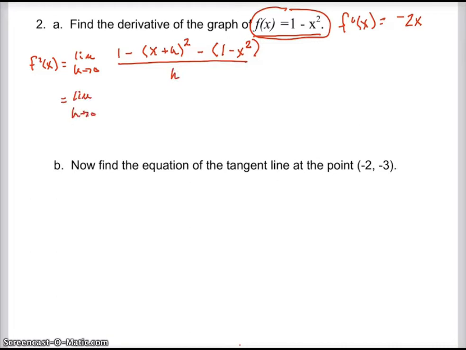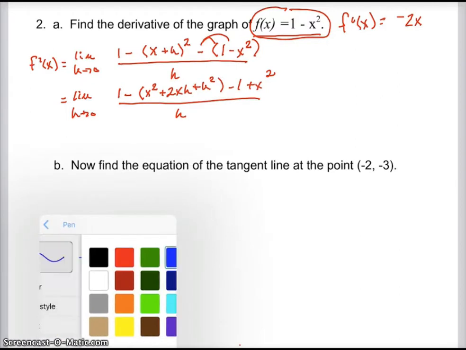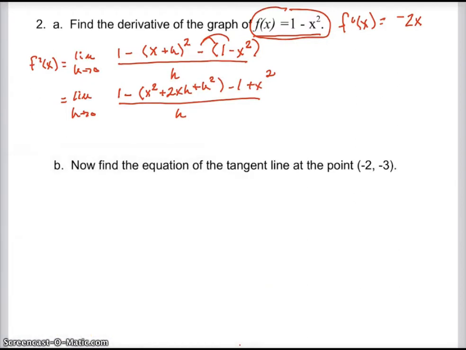So in my numerator, I will square x plus h. So x plus h times x plus h is x squared plus 2xh plus h squared. Now I'll distribute the negative, so minus 1 plus x squared, all divided by h. Go back to the numerator and I need to distribute the negative, so I'd make this plus negative x squared, negative 2xh, negative h squared.